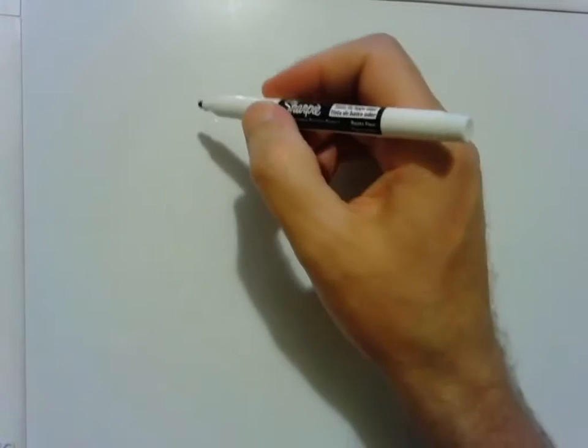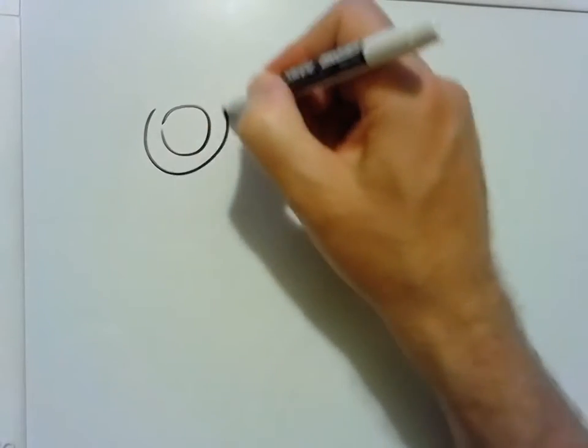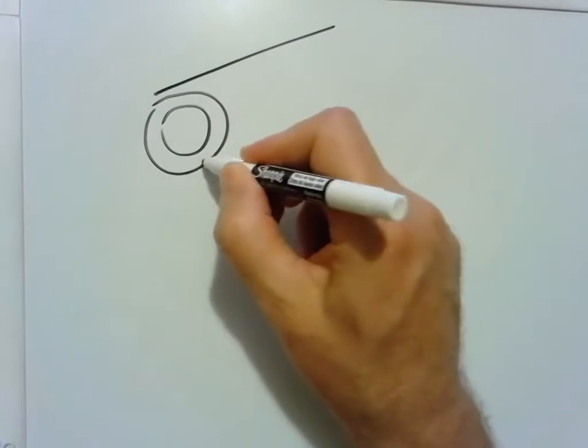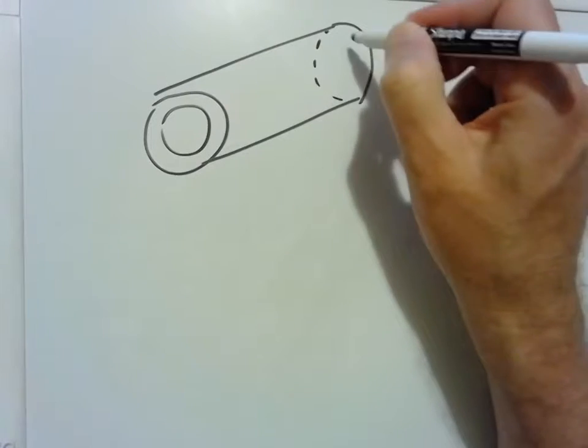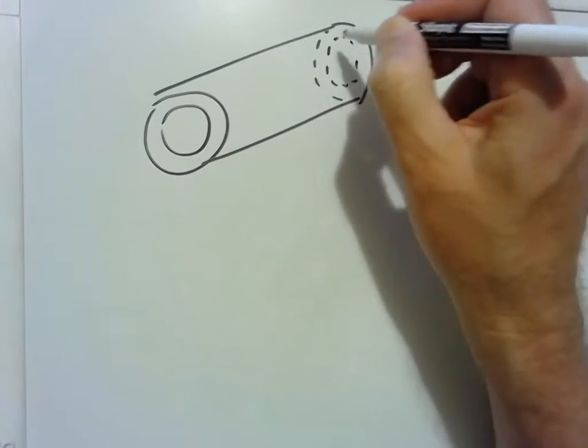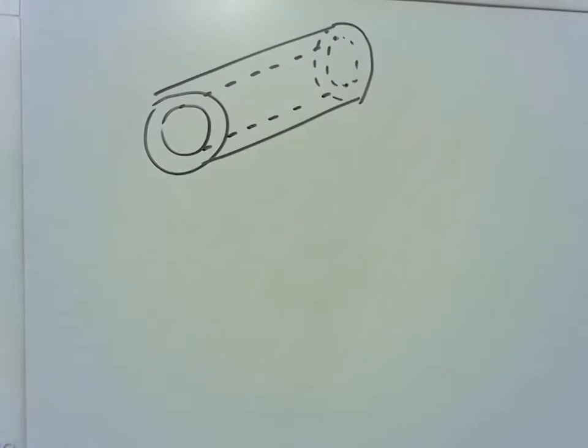Let's do something a little more fun. Let's do a pipe. Bit dodgy drawing, but I think you see that it's some sort of cement pipe or hose or something like that, and we're finding the volume of the rubber or the cement that's making the pipe.